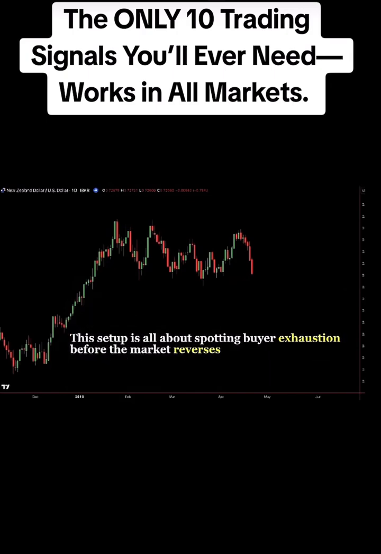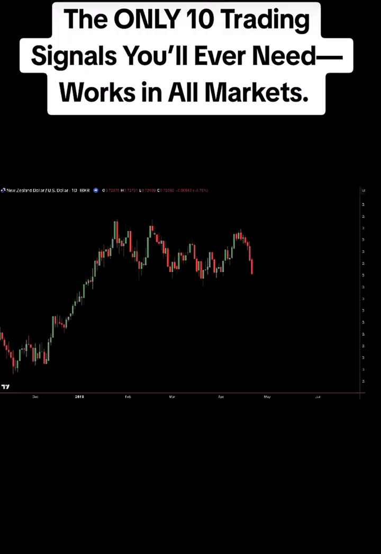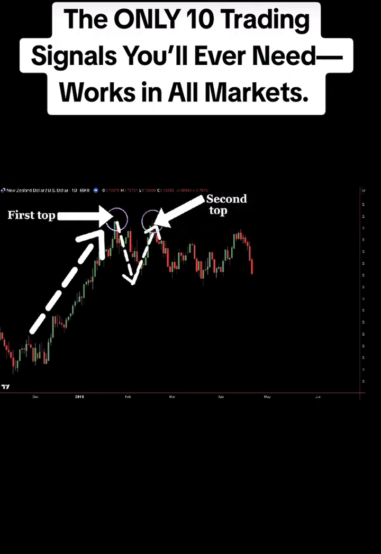This setup is all about spotting buyer exhaustion before the market reverses. In this example, we're looking at the New Zealand dollar against the US dollar daily chart. After a strong uptrend, price starts to slow down and prints three distinct peaks. The first top forms and price pulls back. Buyers push up again, but the second top fails to break higher. Then comes the third attempt and it fails too. This is a clear sign that bulls are running out of strength.